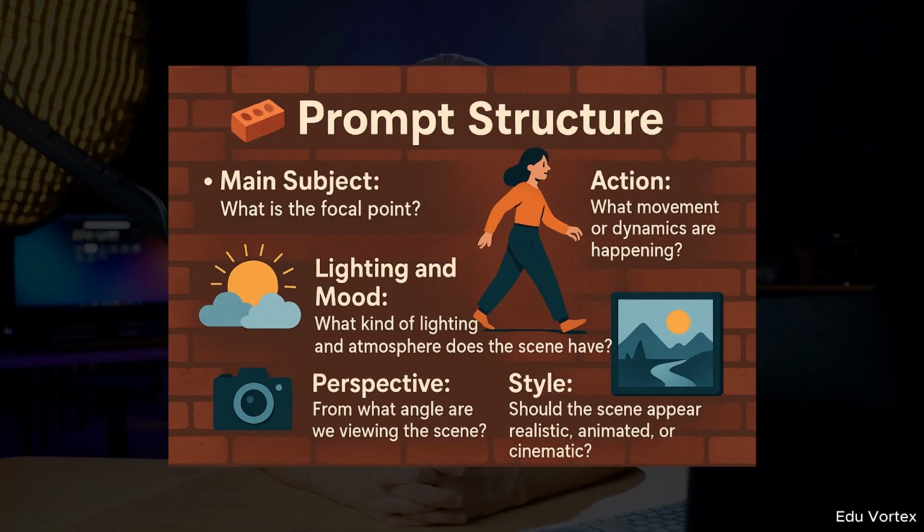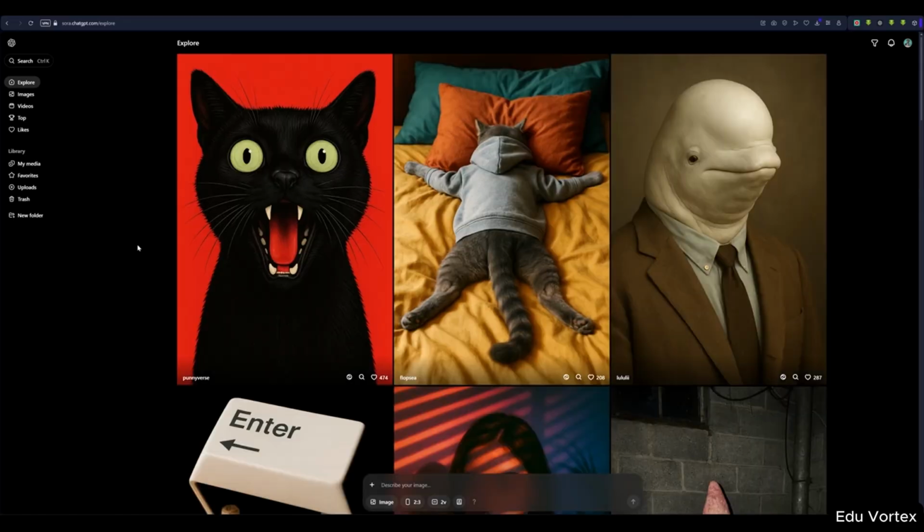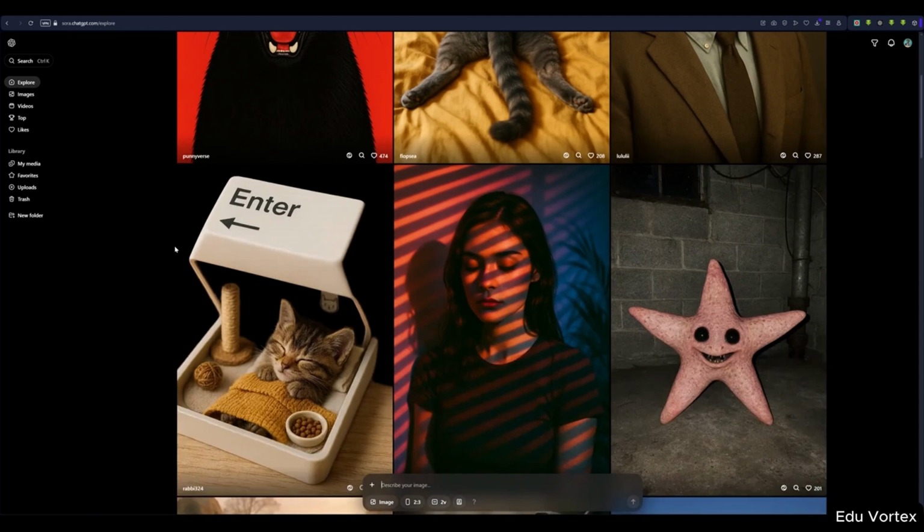1. Main subject. What's the central focus? 2. Movement. What's happening or the dynamics of the scene? 3. Lighting and mood. Describe the lighting and overall atmosphere. 4. Perspective. From what angle is the scene viewed? What type of camera lens or movement? 5. Style. Should the scene appear realistic, animated, or cinematic? For instance, a close-up of a coffee cup on a wooden table, steam gently rising in warm morning light, blurred background, cinematic style. To get better at prompting, explore existing work on platforms like Sora.com, Pixverse.ai, or Kling.ai.